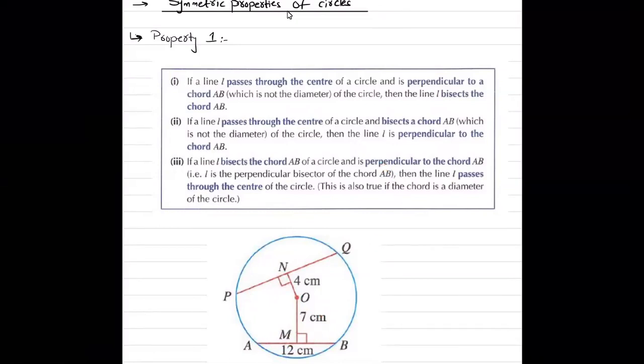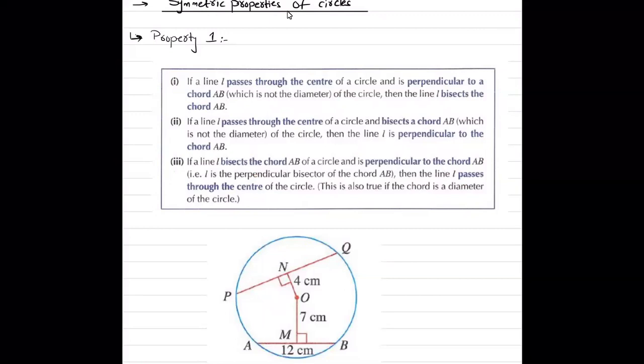Now, there are three ways of saying the same property. ये जो तीन steps लिखे हैं, these are basically the same property. It's just the other way of saying it. पहले में तो आपको कहा कि अगर कोई line pass कर रही है center से and is perpendicular to the chord, then the line is going to bisect the chord. Second way it says कि if there is a line passing through the center of a circle and it is bisecting, then it must be perpendicular to the chord. And the third statement says that if there is a line that is bisecting the chord and is perpendicular, then the line must pass through the center of the circle.